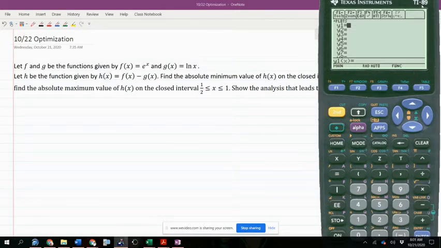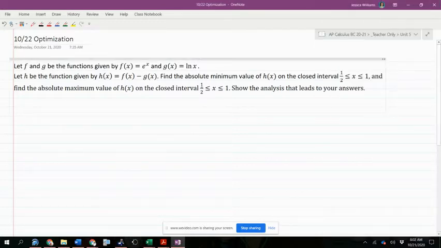Please make sure you have your 89. An 84 won't cut it. If you have an Inspire, that's great. Good luck to you. I wish you the best. It'll work. Please don't ask me how. You've got to Google that on your own. If you do not have a TI-89, we need to have a discussion because you can rent one. I will get you one, but you got to tell me you need one.